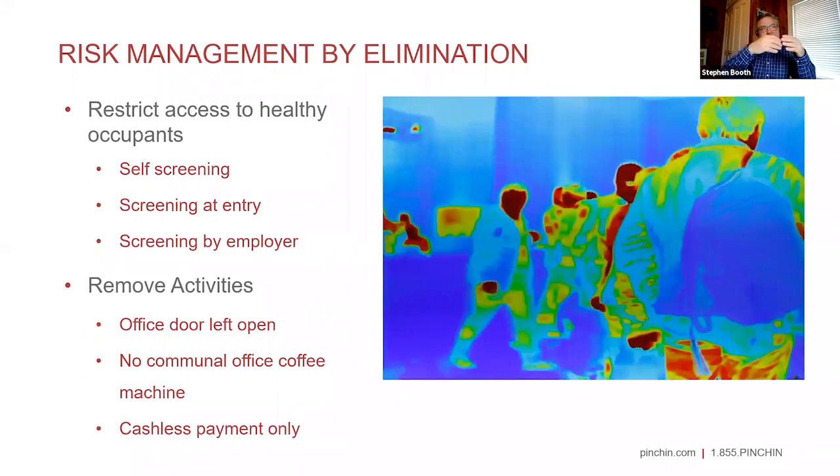Teresa mentioned this idea of hierarchy of controls, and really elimination being the ideal control measure. In an ideal world, we could have perfect screening. We could have people self-screen. We could have screening at the entry to the building. We could have screening by the employer, and we could be certain that no one infected with the virus actually came into the workplace. And then we wouldn't need any precautions in our building at all, because we would have eliminated the hazard. The reality is that that's not going to be possible for us to do.